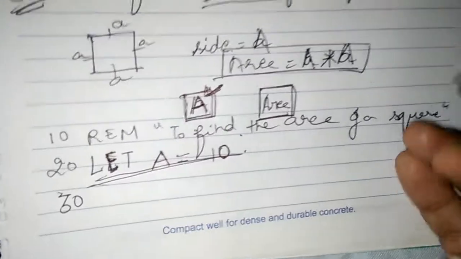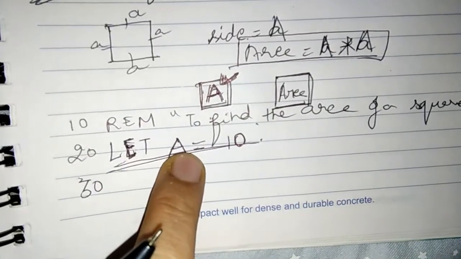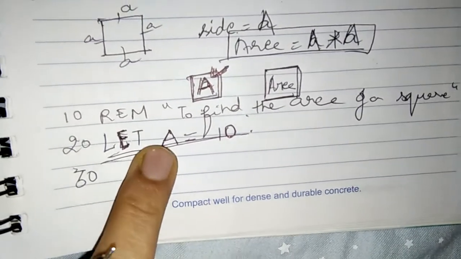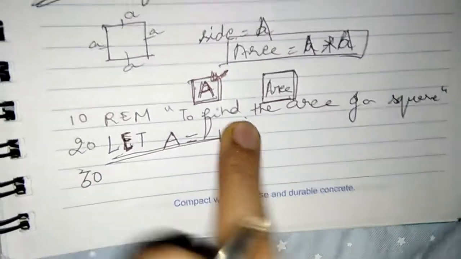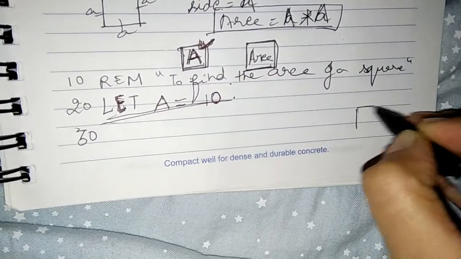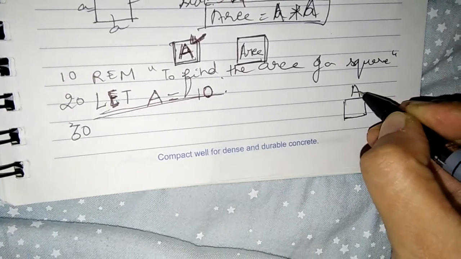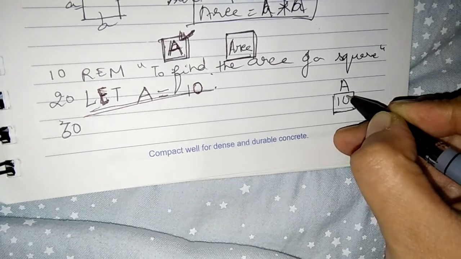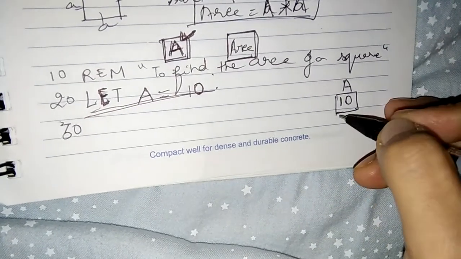Whenever I give an initial value to a variable, let A equal to 10 means I am initializing, I am giving a particular value to a variable A, that is 10. In memory it will be stored with the name A, and the value I have given would be stored in this variable. This is known as initialization.